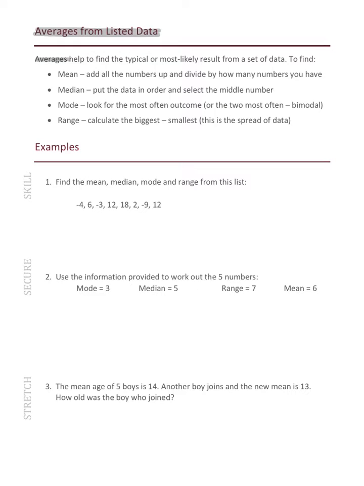Averages help to find the typical or most likely result from a set of data. To find, we have four: the mean, the median, the mode, and the range. And we are going to write all of these down.